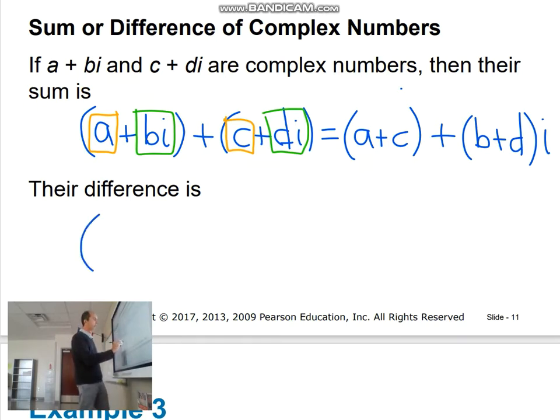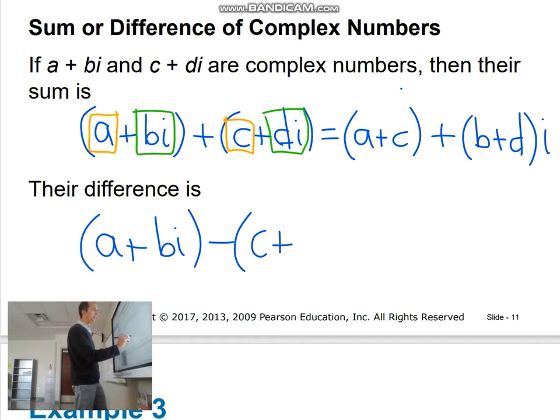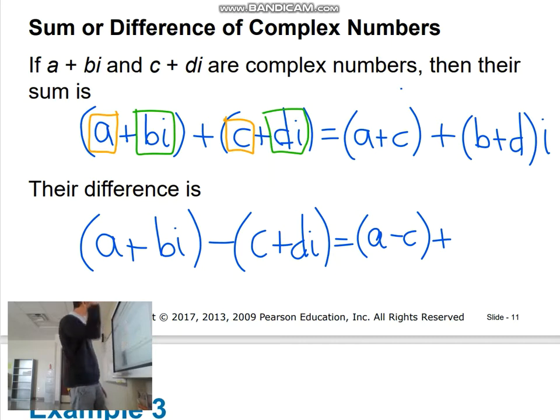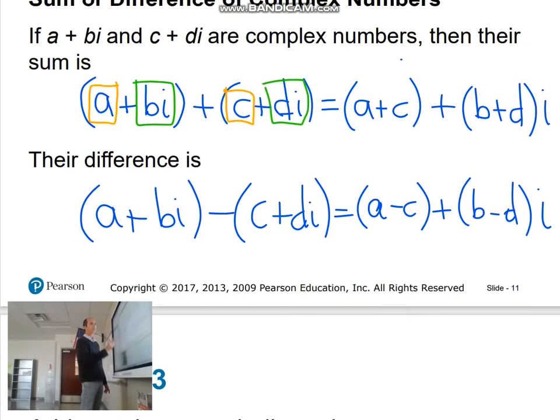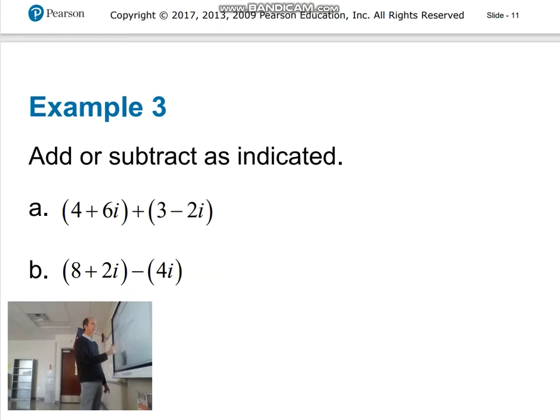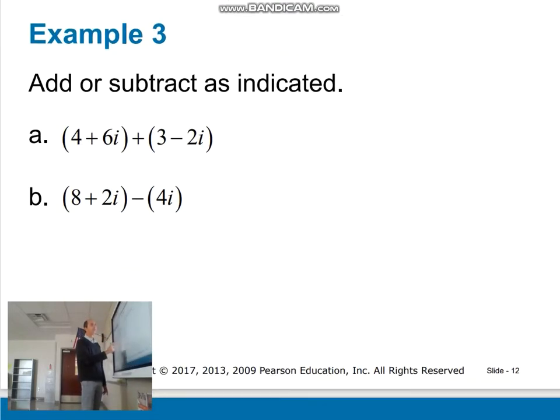The difference, you apply the same line of thought. Check this out. You're going to subtract c plus di, right? So it's kind of the same thing. You subtract the real part, a minus c, and you subtract the imaginary part, b minus d, times i. And maybe it's hard to understand just looking at the definition, but let's apply an example and you're going to see it's simple. It's really simple.